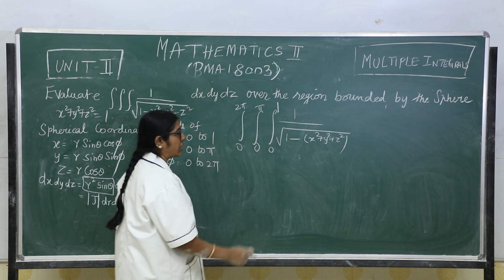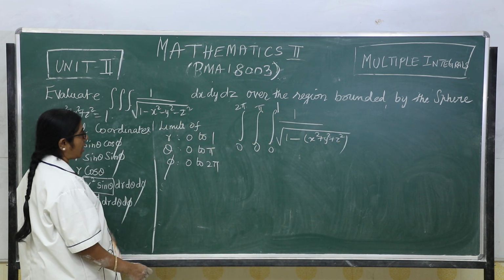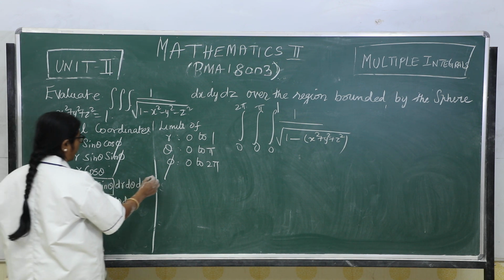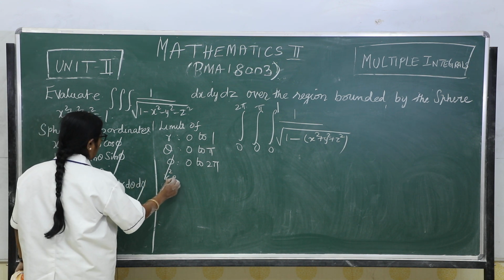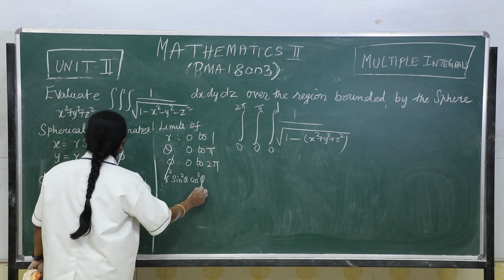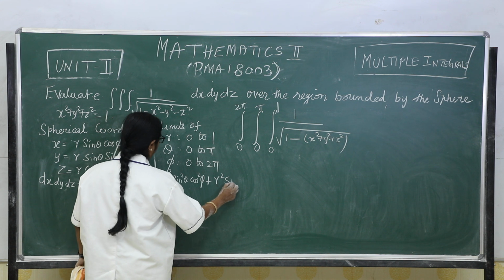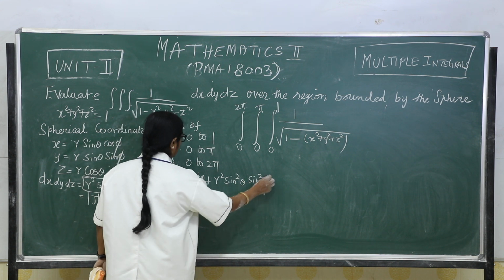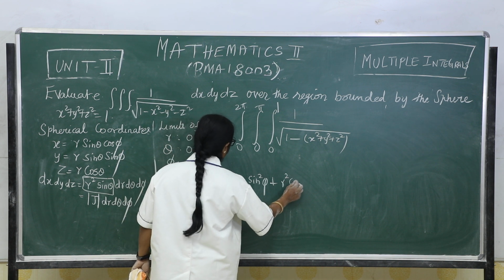You can't put x squared plus y squared plus z squared equal to 1 and then make it 0. What is x squared plus y squared plus z squared? We will find out here. X squared is r squared sin squared theta cos squared phi, plus r squared sin squared theta sin squared phi, plus r squared cos squared theta.